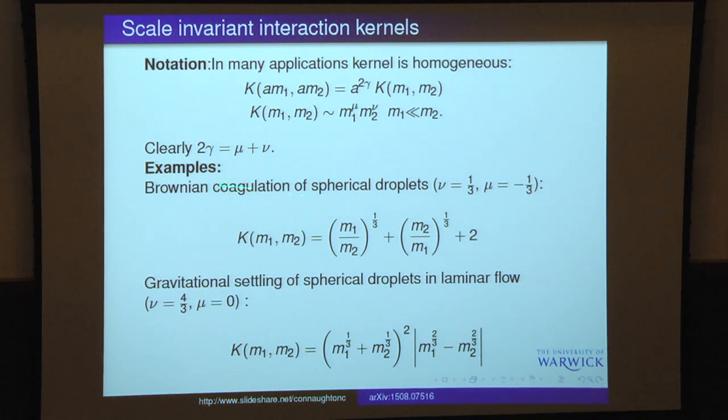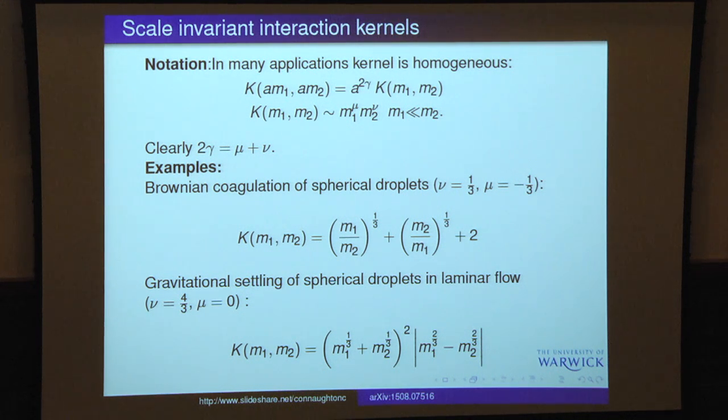Here's a couple of examples. Brownian coagulation of spherical droplets: if you look at these rules, nu is 1/3, mu is minus 1/3 for this kernel. Gravitational settling in a laminar flow, nu is 4/3, mu is 0. And you can find many, many other examples of things with different kernels.